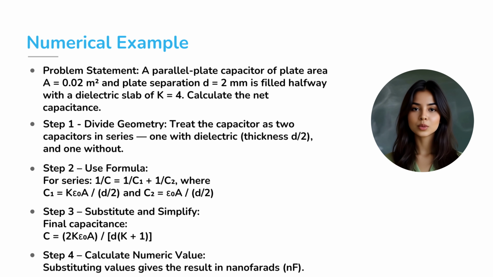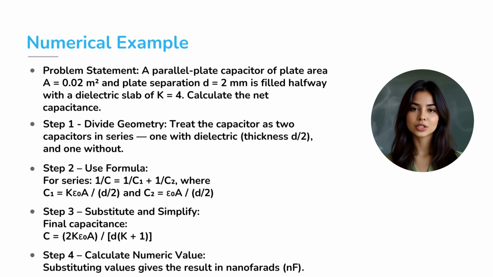Problem: a capacitor with plate area 0.02 square meters and plate separation 2 millimeters is half filled with a dielectric slab of K equals 4. What's the net capacitance? Step 1. We divide the setup into two capacitors in series, one with dielectric, one without. Each has thickness d by 2. Step 2. Apply the formula for each part. C1 equals K epsilon naught A divided by D by 2. C2 equals epsilon naught A divided by D by 2. Step 3. Combine them using the series rule. 1 by C equals 1 by C1 plus 1 by C2.